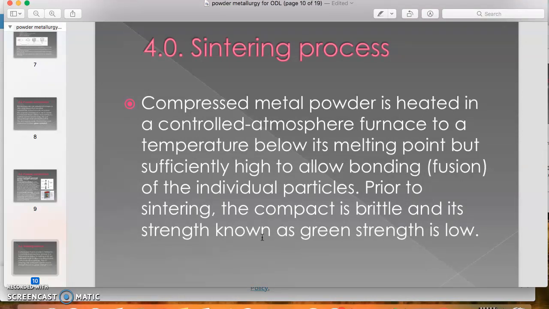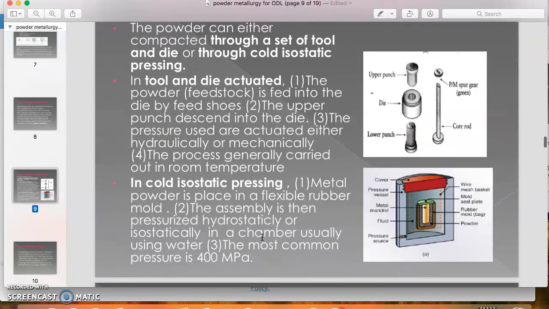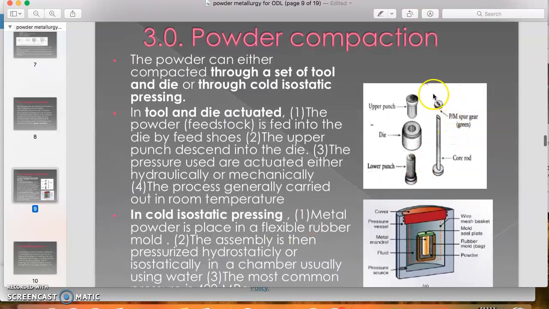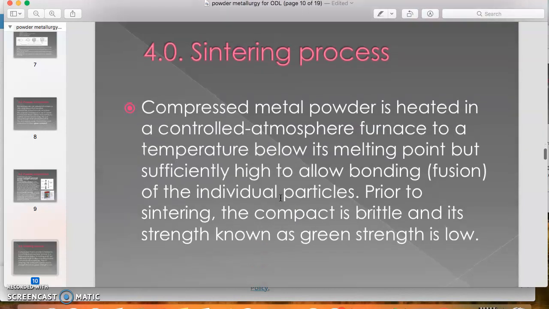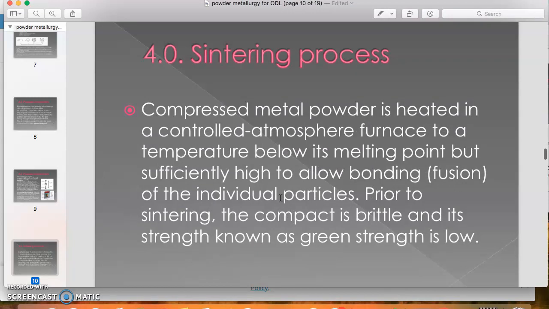Sintering process. After the compaction process, the product is a green part. It retains its shape but has lower strength. So in order to increase the strength, the metal powder needs to go to the next process. We call it the sintering process.